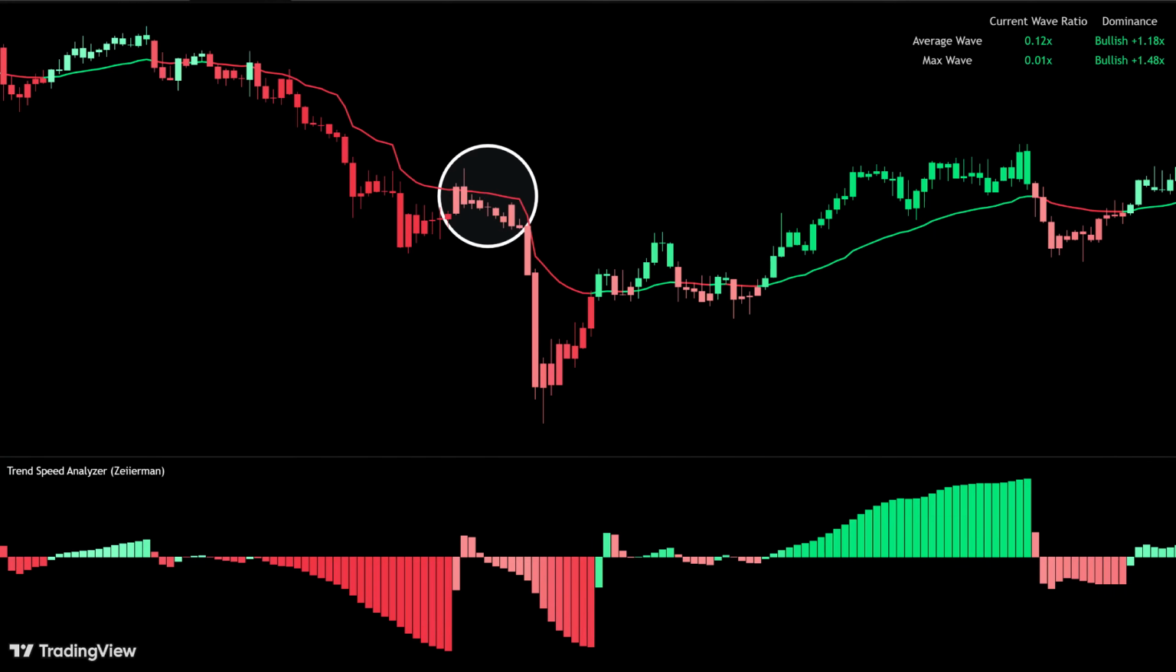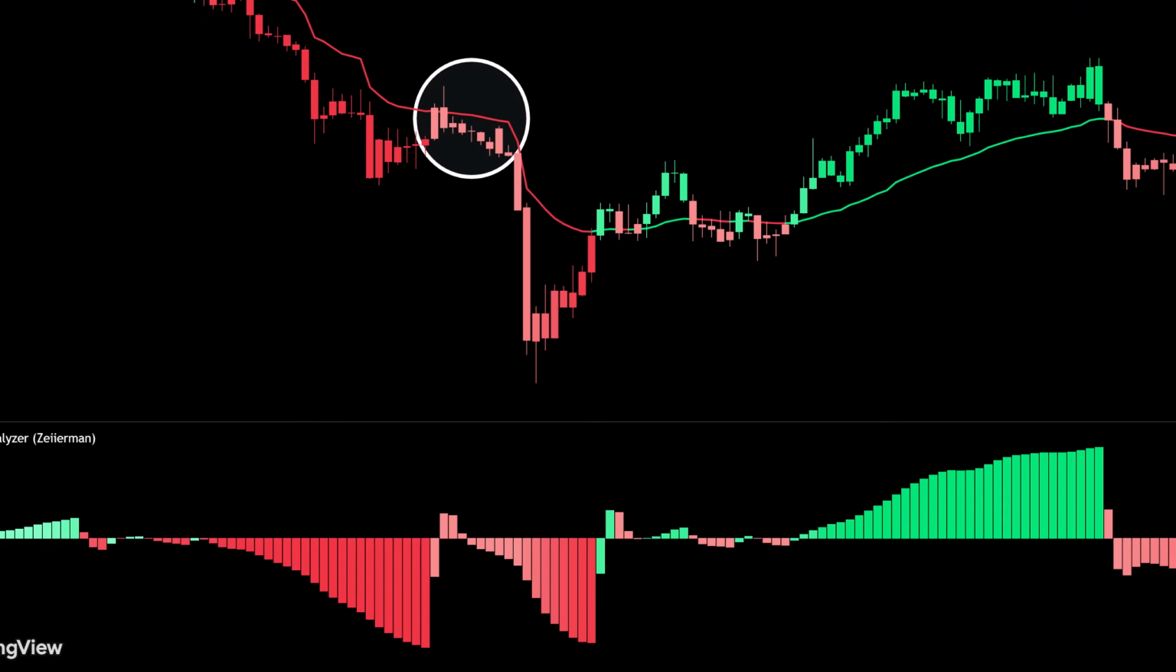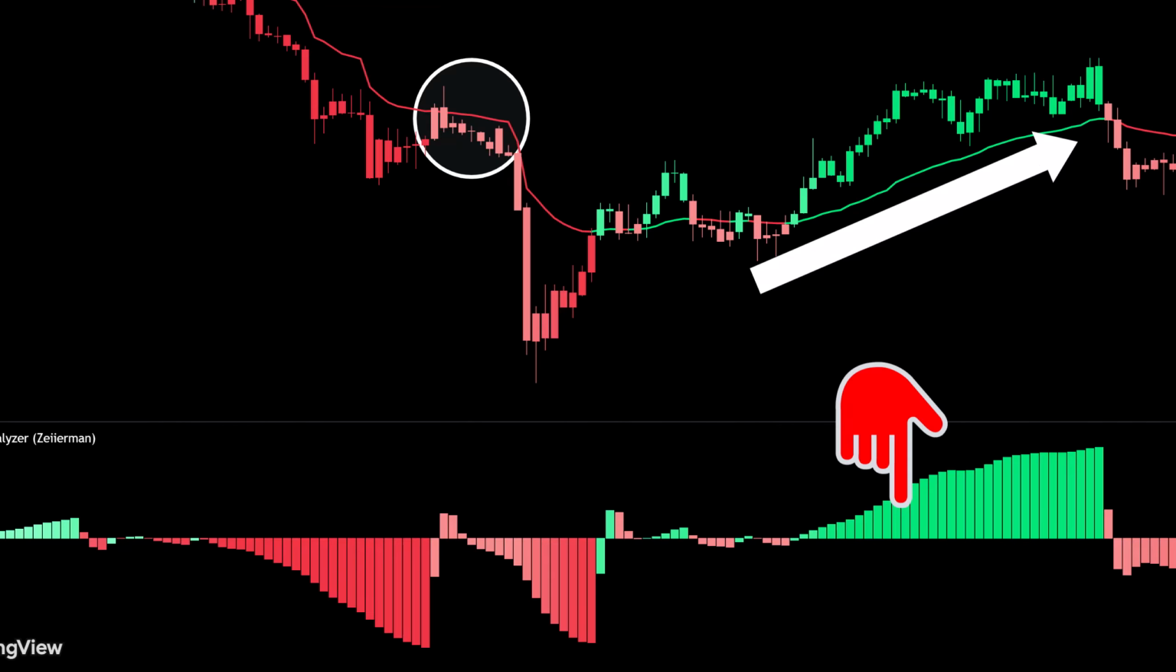Secondly, for assessing momentum strength, focus on the speed histogram. As the green trend line holds and histogram bars grow taller, this suggests momentum is accelerating, possibly due to big money entering the market.